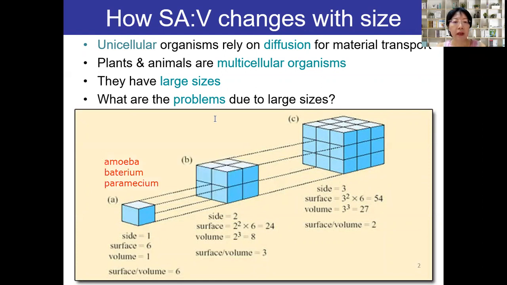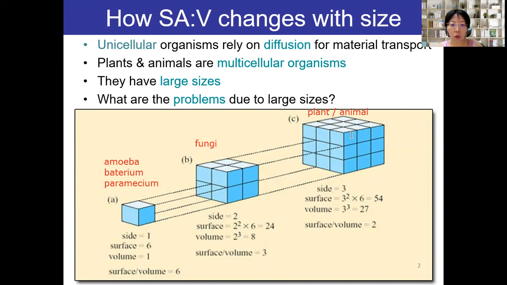Then we have B, which is a multicellular organism. If one cube is one cell, this will be made up of 8 cells, right? Say, for example, this is the fungi. And then C is an even bigger organism, which is multicellular. Let's say C is a plant, or an animal also can, small animals. So C is made up of how many cells? You go and count how many cells are there.